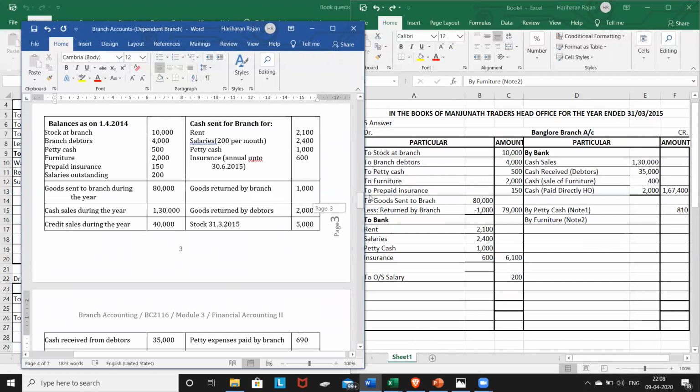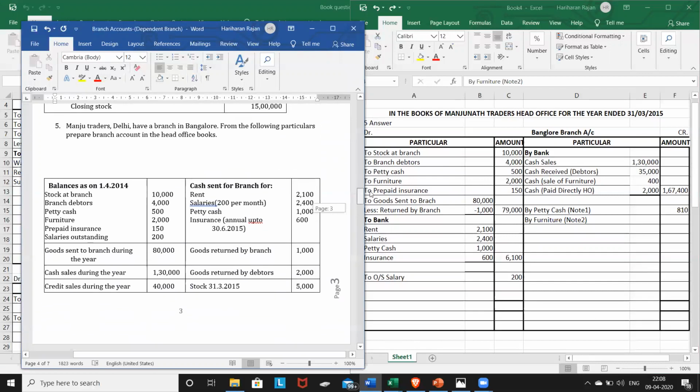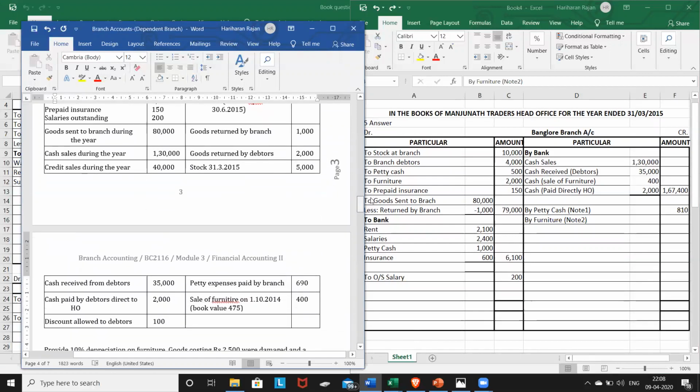Furniture opening is 2000 and there is a sale of furniture. See here, please remember the furniture is sold for 400 and book value is 475. Now what do you mean by book value? Asset value minus depreciation, you will get book value.